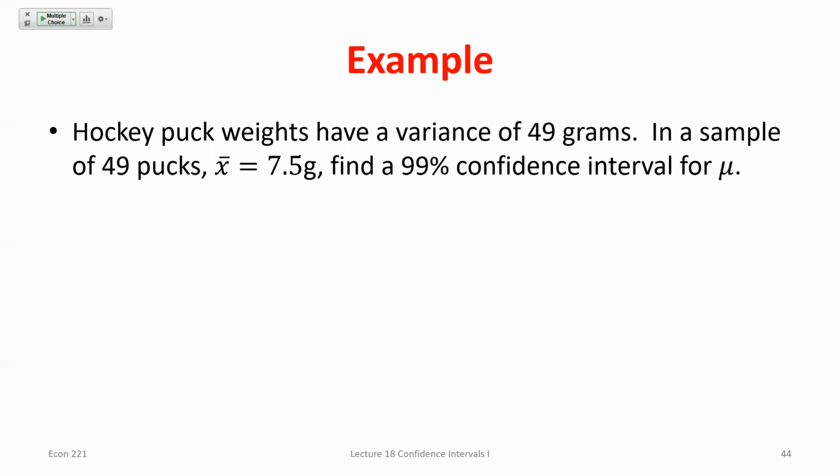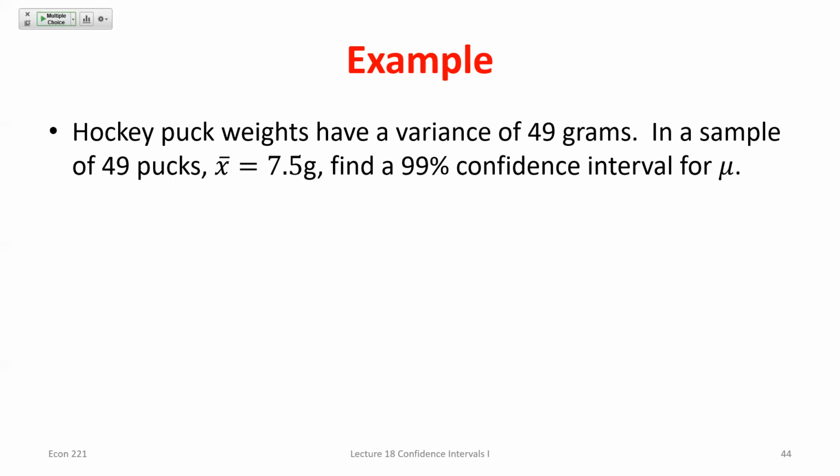So it's a little bit of a stretch, but we have to start out with these types of examples until we go to more real world or applicable examples where we only have a sample variance, right? But that'll be next week. So I've got this known population variance of 49. I calculate my sample mean of the 49 pucks that I sampled, and I want to build a 99% confidence interval.